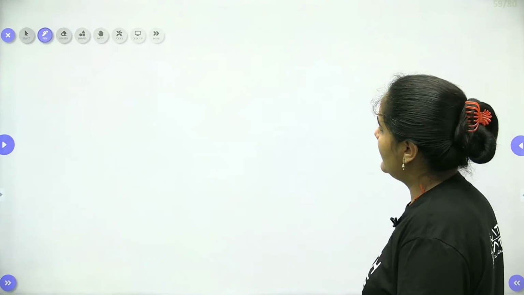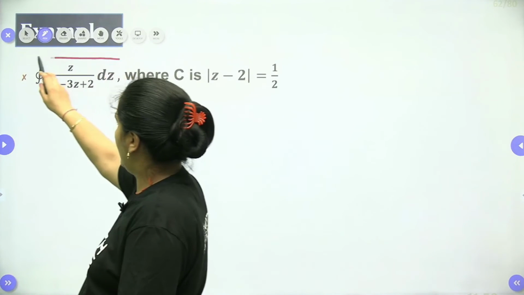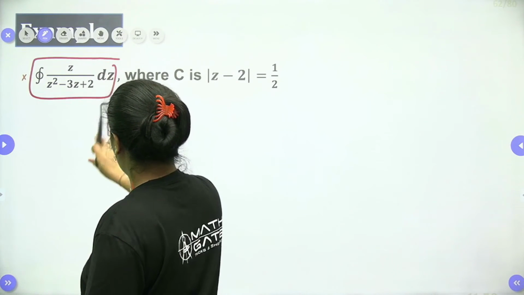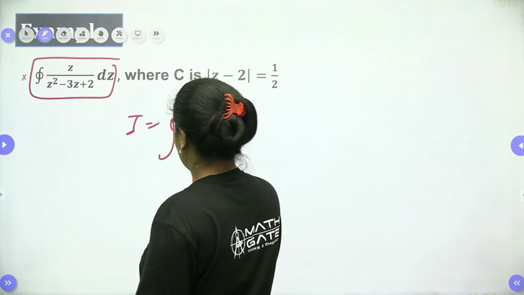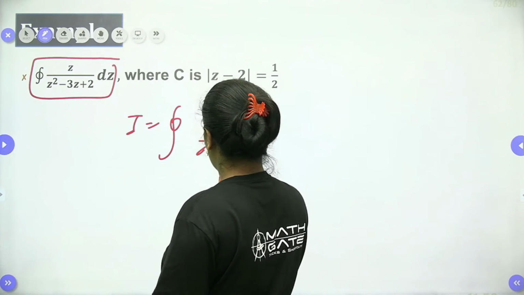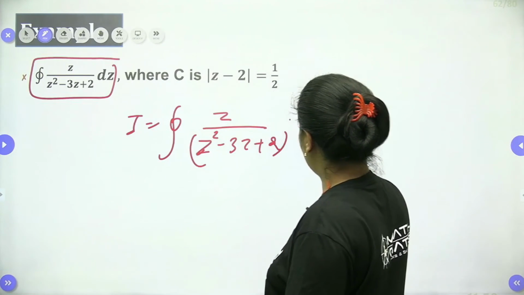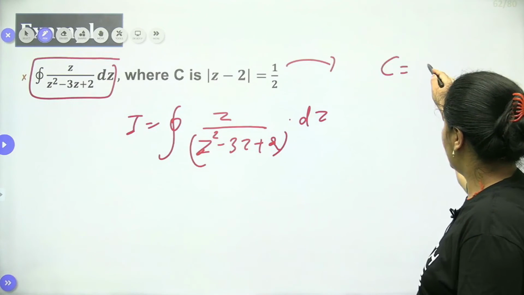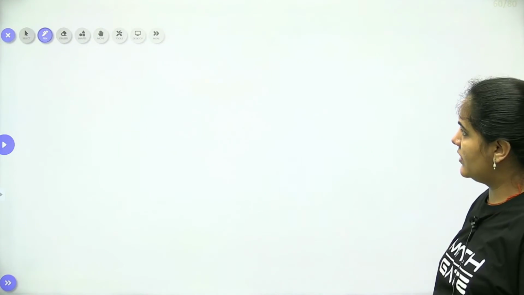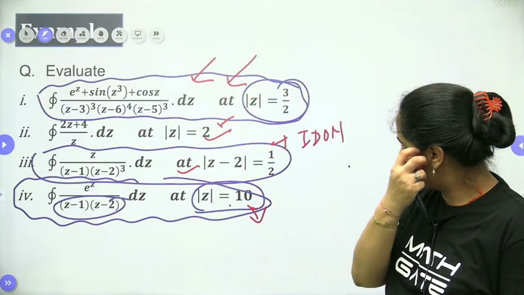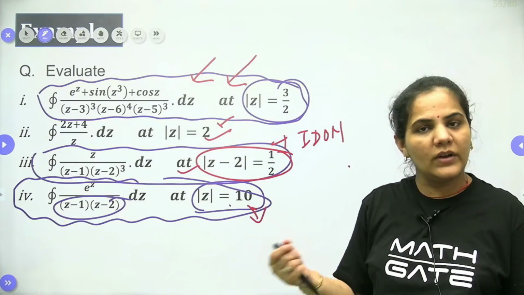Now let's look at the next question. Just look at the question we are having: the integration I equals z by z square minus 3z plus 2 into dz. We are having here the center at 2 and the radius 1 by 2, right? We discussed one question with the center 2 and radius 1 by 2.